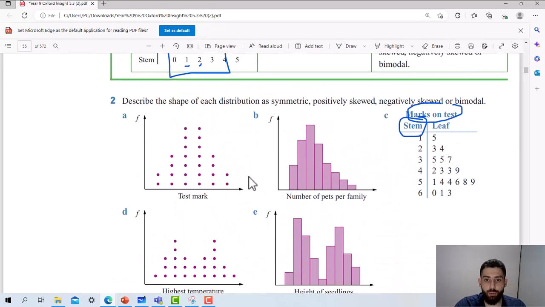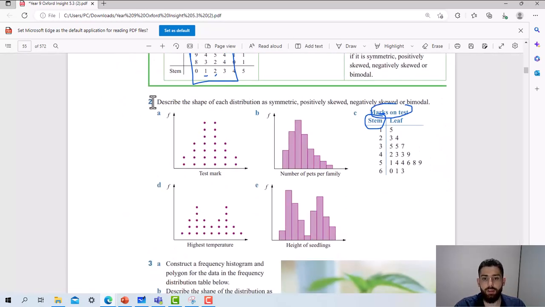Now what I want from you guys is to practice this example here, number 2, and let me know in the comment section below if you have any specific questions.